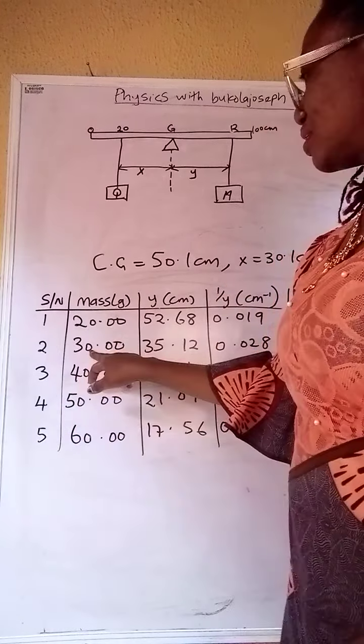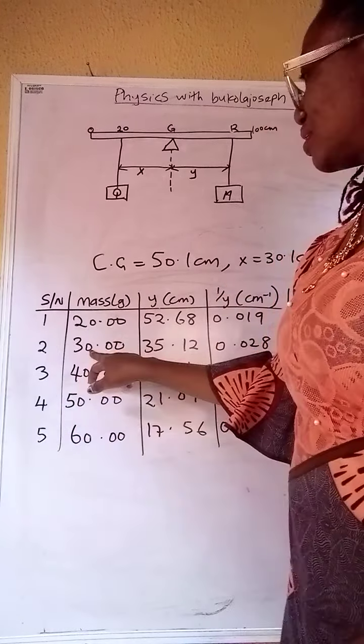Then you repeat for 40, you balance, read off R, subtract the CG from it, and then you have this. You do for 50, you balance, and then you find your y. You do for 60, you balance, and then you find your y for 60 grams. So now let's see the next instruction.